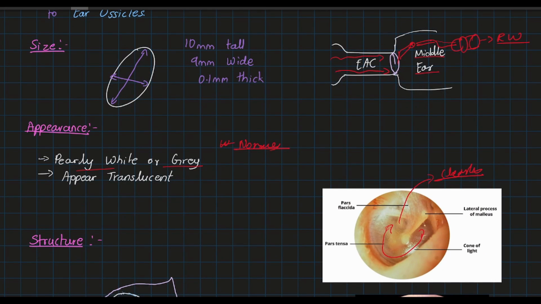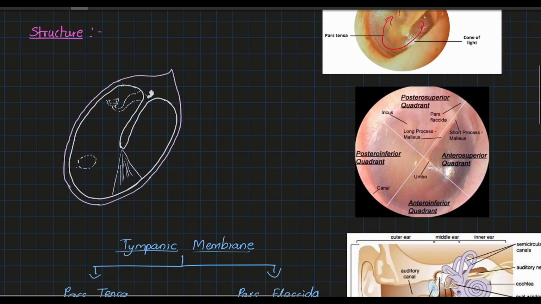Let's see the size of the tympanic membrane. It measures 10 millimeter in height and it is 9 millimeter wide, and it has got 0.1 millimeter of thickness. So let's see the structure of the tympanic membrane.